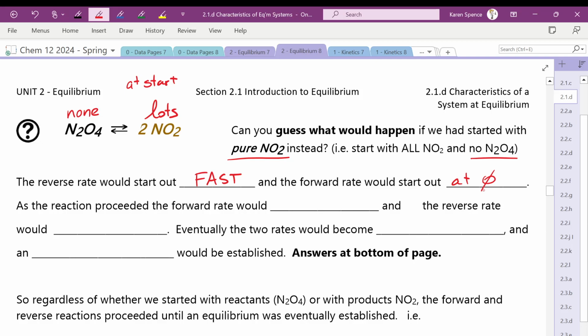As the reaction proceeds, the forward rate would increase. It has to increase. It starts at 0, and we are making reactant because the reverse reaction is occurring. The reverse rate would decrease because we are using up product to make reactant. Eventually, the two rates would become equal, and an equilibrium will be reached. You could say dynamic equilibrium. I heard someone say that, and that was good.